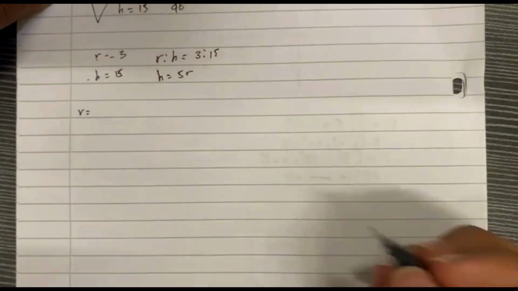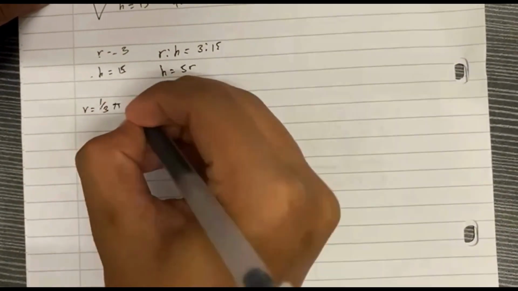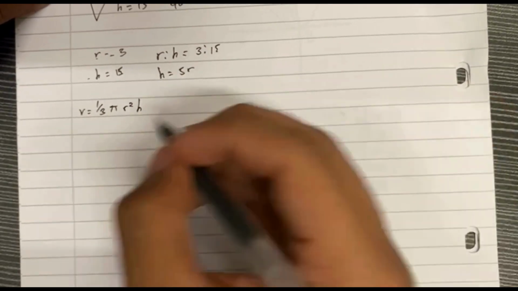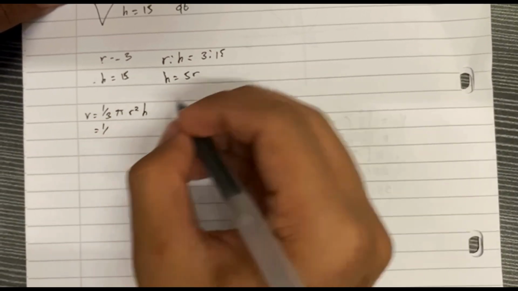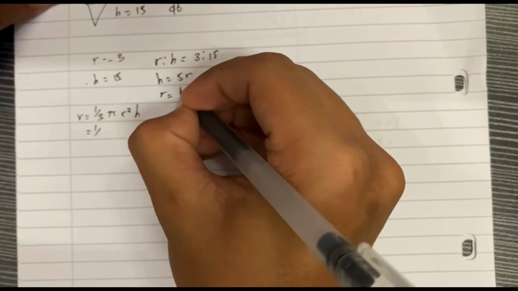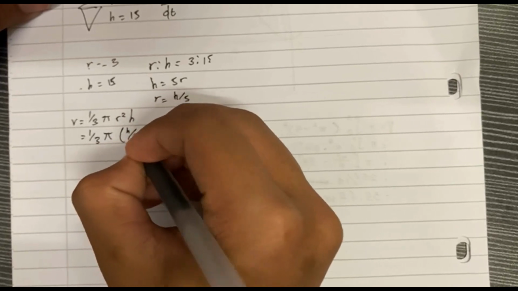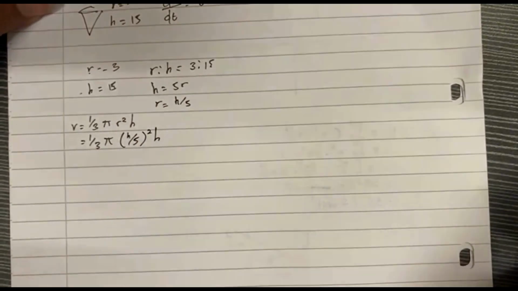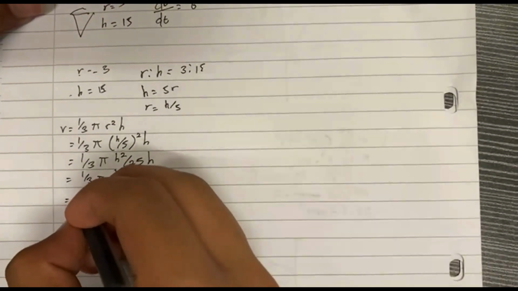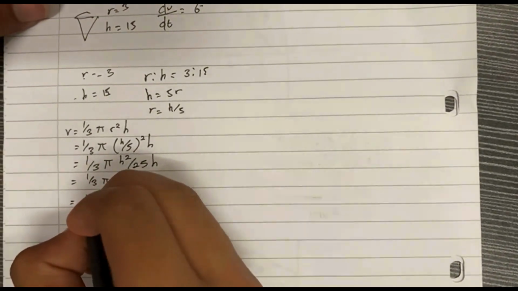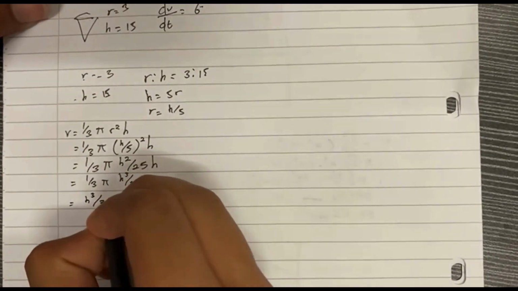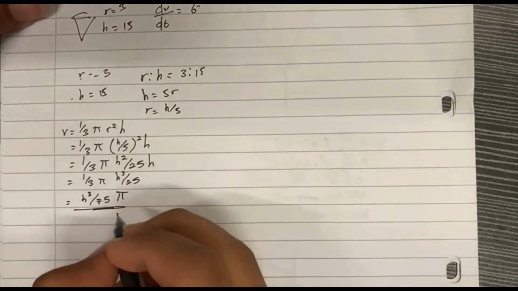Now that we have that, let's continue with the volume of a conical water tank. The volume of a cone is 1 over 3 pi r squared h. Like I mentioned before, let's convert r into h. r is equal to h over 5. So 1 over 3 pi times h over 5 squared times h. Let's expand this. As a result, we will get pi h cubed over 75. Now that is how we prove the first question.